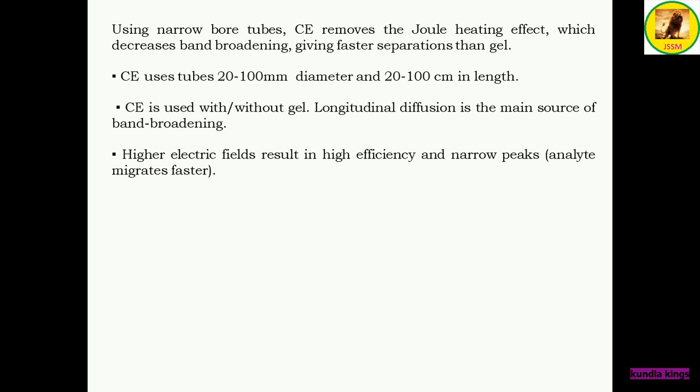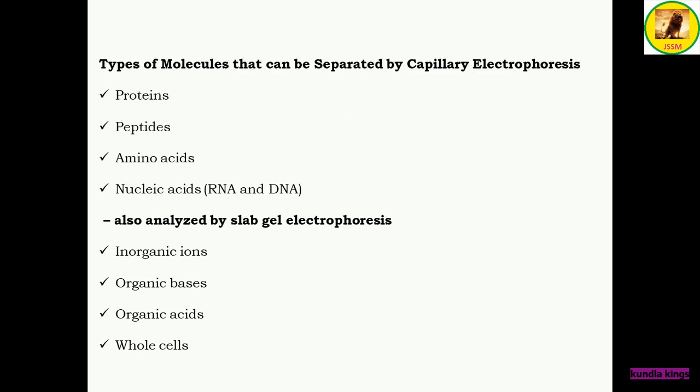Capillary electrophoresis uses tubes 20 to 100 micrometers in diameter and 20 to 100 centimeters in length. It is used with gel or without gel. Longitudinal diffusion is the main source of band broadening. A higher electric field results in high efficiency and narrow peaks.